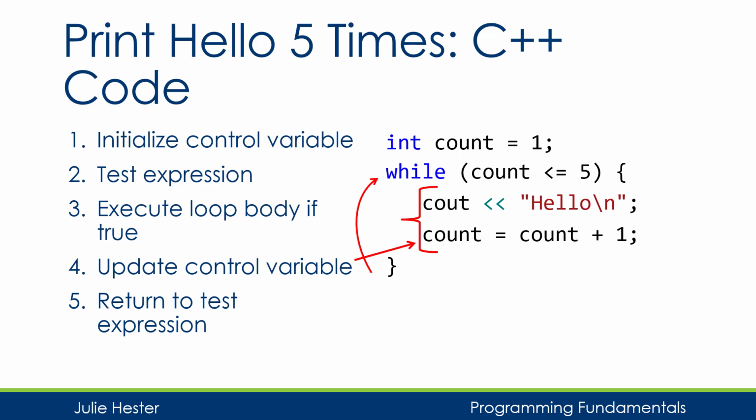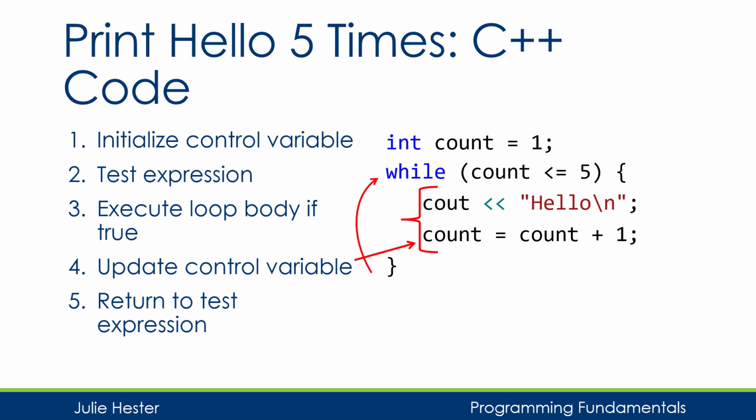So looking at this as a numbered list of items, I'm going to do number 1, initialize control variable, only 1 time. Then I'm going to do the test expression. If it's true, I'll execute the loop body and update the control variable. And then I'm going to go all the way back up to 2. And I'm going to do statements 2, 3, and 4 multiple times as long as that test expression is true.